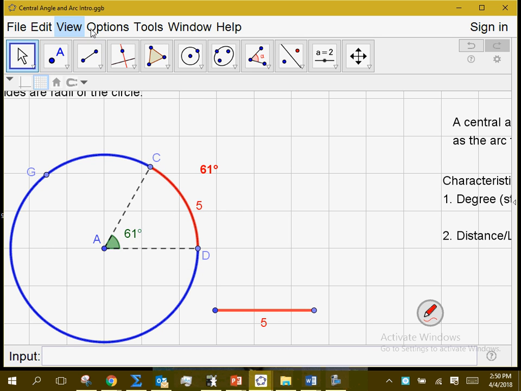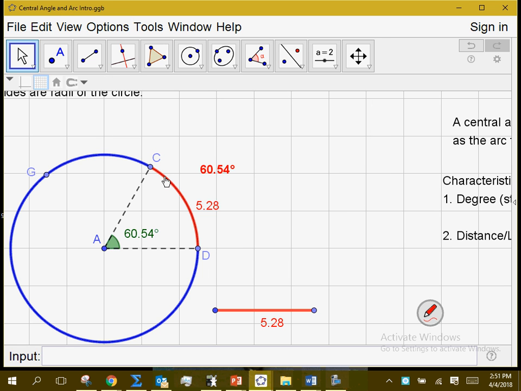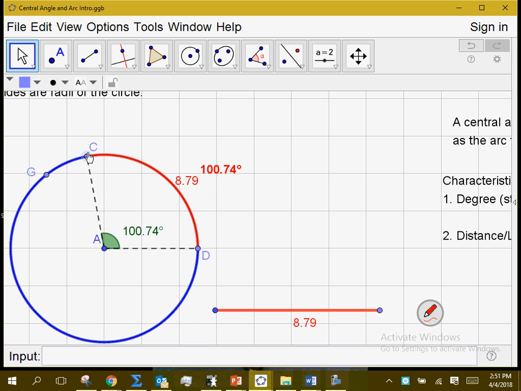Now, I've got some rounding here that I want to fix, so let's go 2 decimal places. We see that this central angle, this green angle, every time I move it and change it, you see that that red distance out here, this red shape, also changes, right? Does anybody know what a portion of a circle is referred to as?